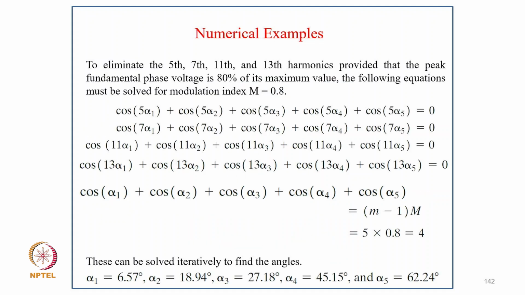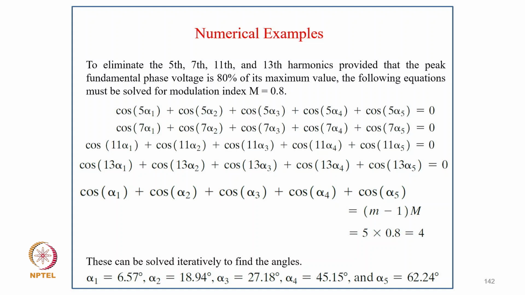So now to eliminate the 5th, 7th, 11th and 13th harmonics, provided the peak phase voltage is 80% of its maximum value, the following equations must be solved for modulation index M equal to 0.8. So putting the different equations: cos alpha 1 plus cos alpha 2 plus cos alpha 3 plus cos alpha 4 plus cos alpha 5 equal to 0 for cos 5 alpha. Similarly for the 7th harmonic, 11th harmonic, and 13th harmonic, equal to 0.